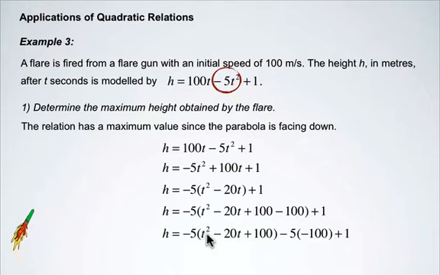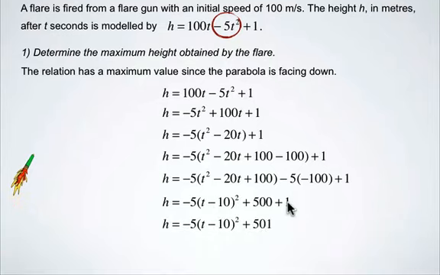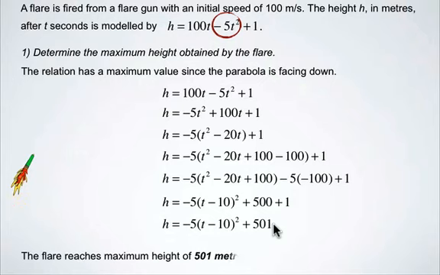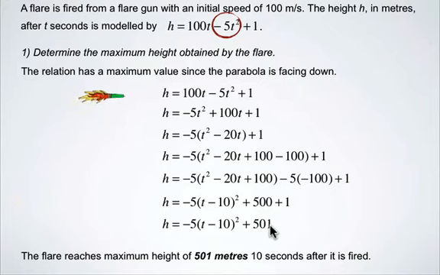So negative 5 times (t squared minus 20t plus 100). Here's our trinomial. We've removed the negative 100, that's multiplied by negative 5, and we add 1. h is equal to negative 5 times the factor of this trinomial, which is (t minus 10) squared, plus 500 plus 1. So here we are in our vertex form. The flare reaches a maximum height of 501 meters. This is the y value of our vertex, and it hits that vertex at 10 seconds.